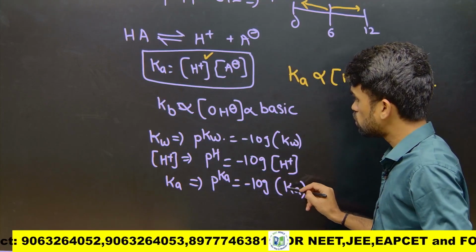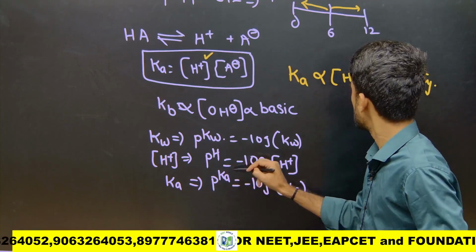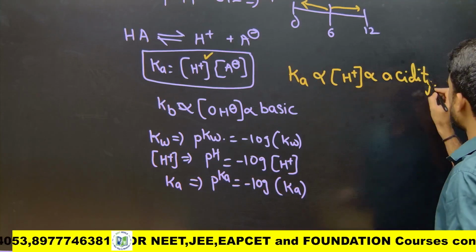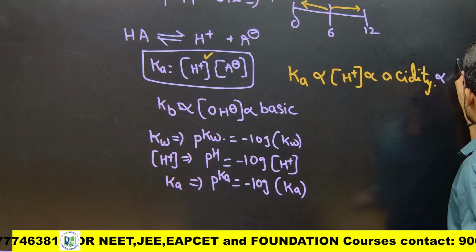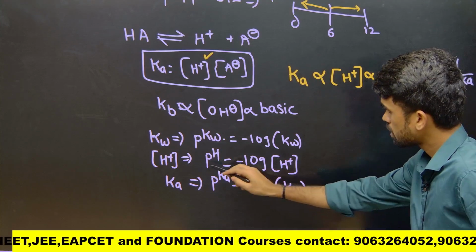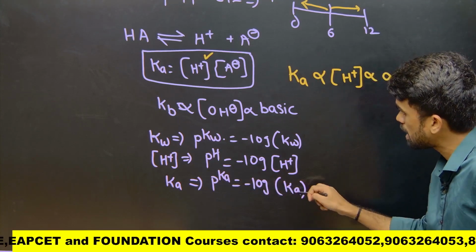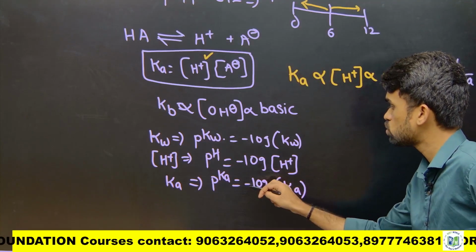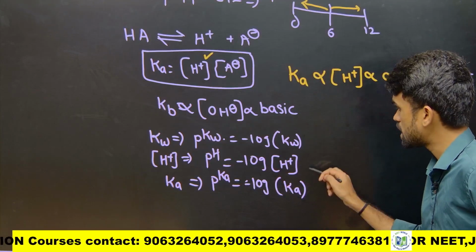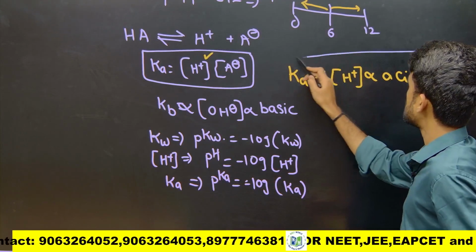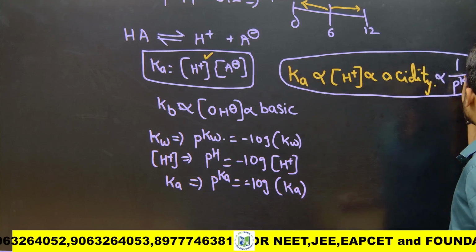Now based on this, the greater the Ka value, the lower will be the pKa. So I want to include this pKa relation into this. Can I make this inversely proportional to pKa? Yes, we can, because minus log of Ka has a negative sign that makes it more Ka value, lower pKa value. Hope it is clear. This is the relation you can use in the case of acids.